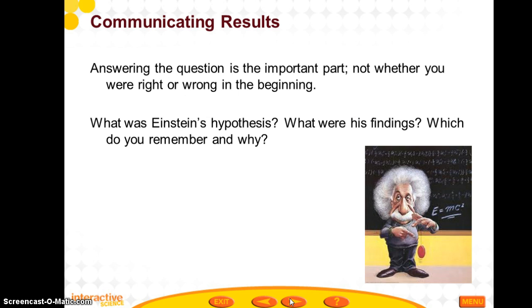Then we have to communicate our results. The important part of communicating the results is just stating what happened. You want to answer the question whether or not you were right or wrong, but we don't phrase it that way. We say, my hypothesis was supported because. My hypothesis was not supported because.